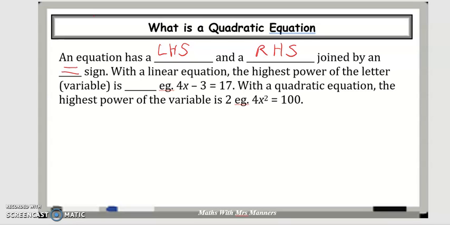Now, in this topic, we've learned about linear equations, and we learned that the highest power that you can have in a linear equation, of the pronumeral that is, will be a 1. So if you look at this equation over here, that x looks like it doesn't have a power, but it actually does. If we can't see anything, there's an imaginary 1 for the power. So that's a linear equation. With a quadratic equation, the highest power of the variable is actually 2. So we can see in this equation here that we've got 4x squared equals 100. So that is a quadratic equation.